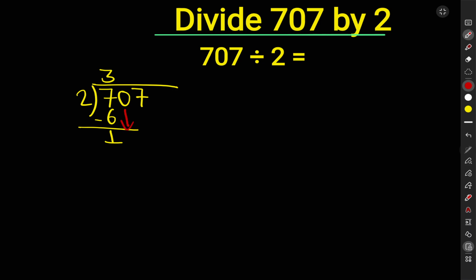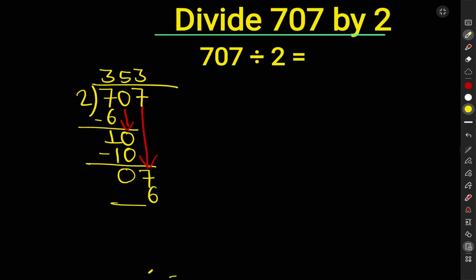So now we put down this 0 and it is 10. So 2 times 5 is 10. On subtracting, we get 0. So again we put down this 7 and 2 times 3 is 6. On subtracting, we get 1.